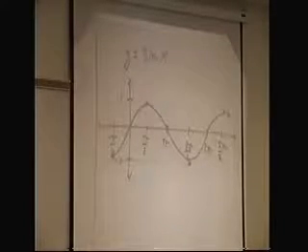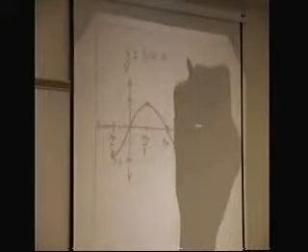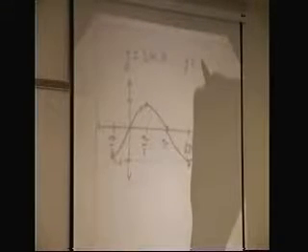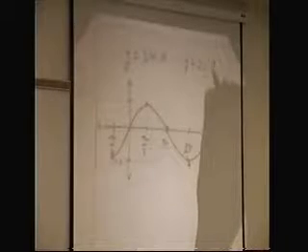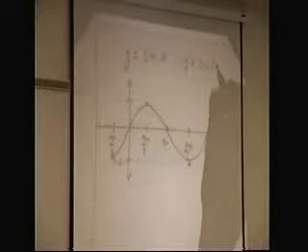Now what I'm going to do is what's called a phase shift. I'm going to change it to the left or to the right. Remember that we have to do the opposite of x to make it work. Let me show you what I mean. I'm going to graph y equals sine of x plus pi over 2.